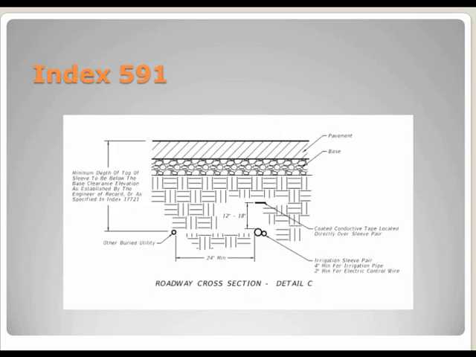Detail C is a section view of the irrigation sleeve, and again here it has a coated conductive tape located directly above the sleeve pair, 12 to 18 inches above, so that when they wave their magic wand and try to determine the location, this coated tape will help them find the irrigation sleeve itself. The irrigation sleeve pair is a 4-inch minimum for irrigation pipes, and then a 2-inch minimum for the electric control wire.